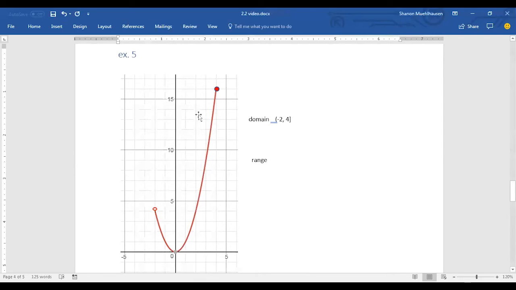Range, how far down, how far up? We can see that this graph goes down as far as 0. This side, it goes up to 4, which it doesn't touch. But because this side goes up past 4 and goes all the way to 16, again, we're only looking for a minimum and a maximum. It does go all the way to 16, which it touches. Our range is 0 to 16.